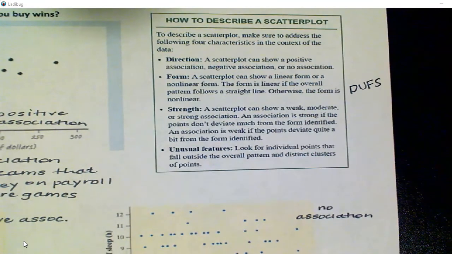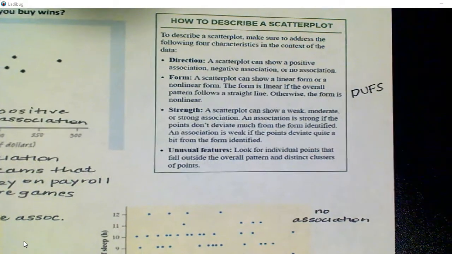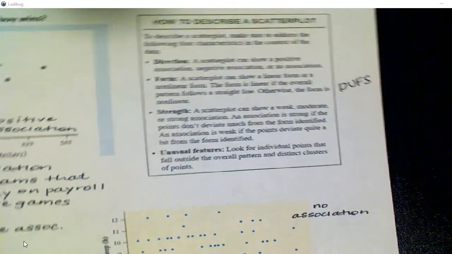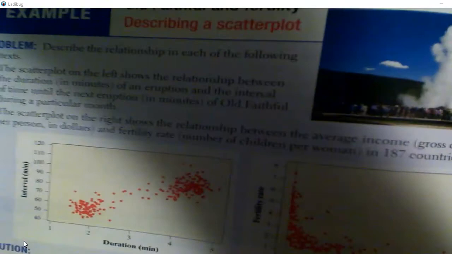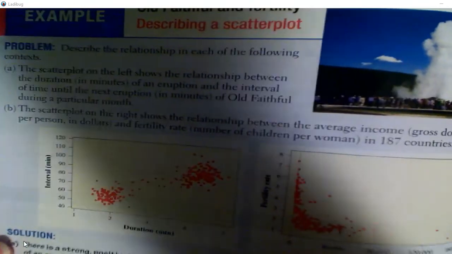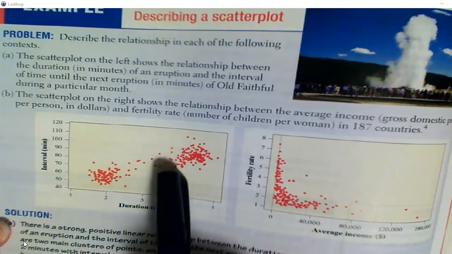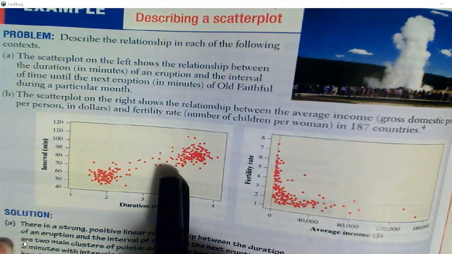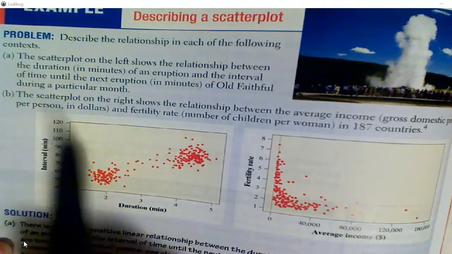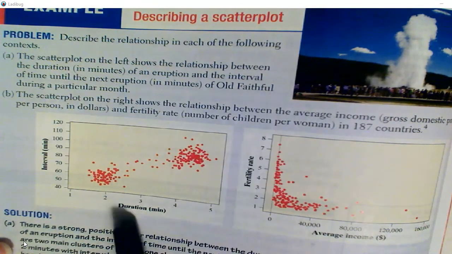Okay. All right. So I'm going to show you a scatter plot, and we're going to write down a description of one of the scatter plots. This is in your book. This is Old Faithful. The scatter plot we're looking at is this one right here on the left. It's showing the relationship between the duration of the eruption and the time until the next eruption, in a particular month.